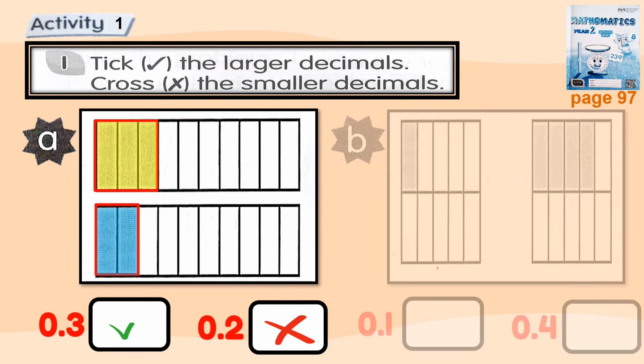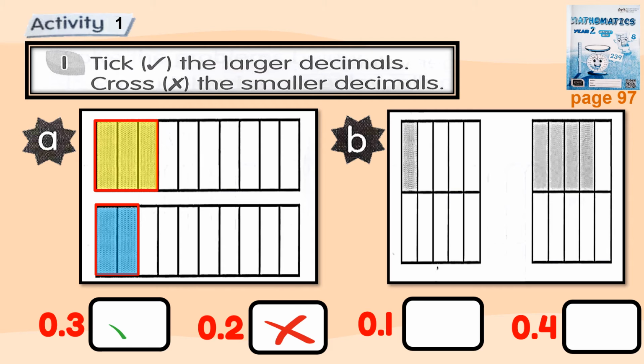B. Let's find which picture has more or less shaded parts. Look at the first picture. The first picture has less shaded parts. So 0.1 is a smaller decimal. Tick cross. And then the second picture has more shaded parts. So 0.4 is a larger decimal. Tick correct.